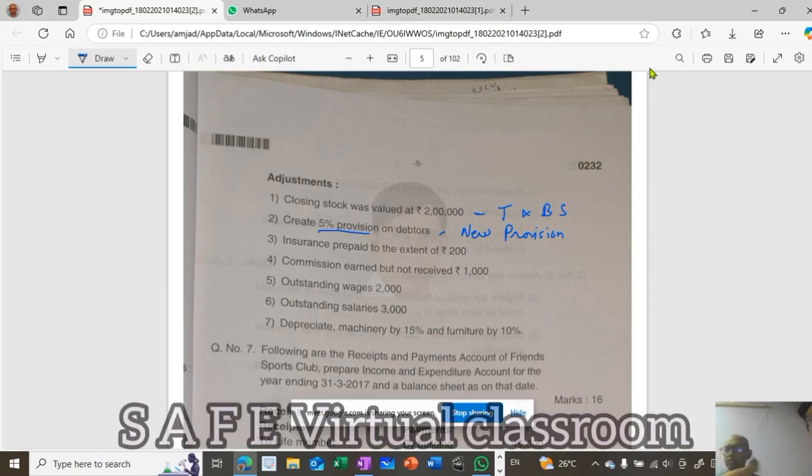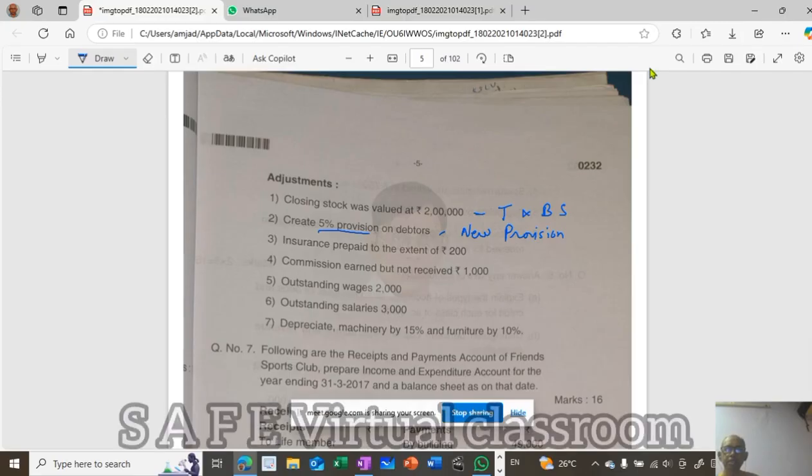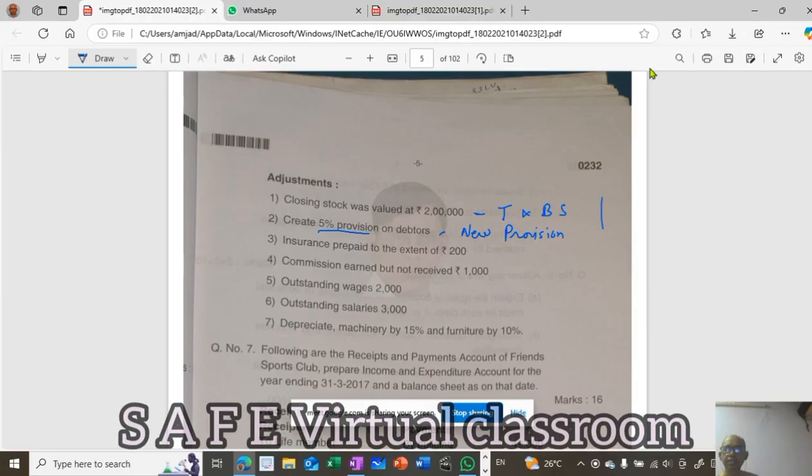Okay, so insurance prepaid. Next, what you have to do with the next entry? Insurance prepaid to the extent of 200. Fixed assets is motor vehicle. No, motor vehicle is fixed asset. How can it be sold? Where is it? I saw it in my previous question. No, you are doing this now.